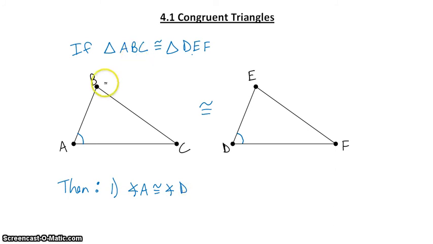My second letter, B, also forms a vertex of the triangle, and it forms an angle, and it corresponds to E. So angle B is congruent to angle E. And C is my third letter. It corresponds to angle F.